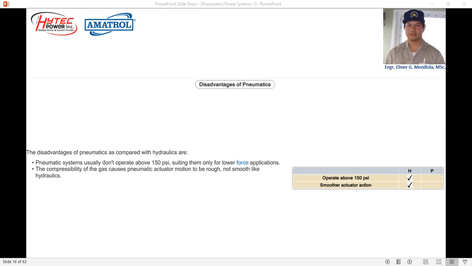Another disadvantage of pneumatics over hydraulics is that the compressibility of the gas causes pneumatic actuator motion to be rough, not smooth like hydraulics. So this is the same reason as the limitation of pressure, because air is compressible as compared to hydraulic oil.